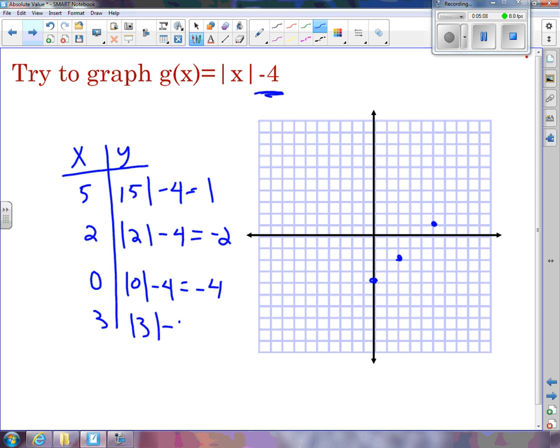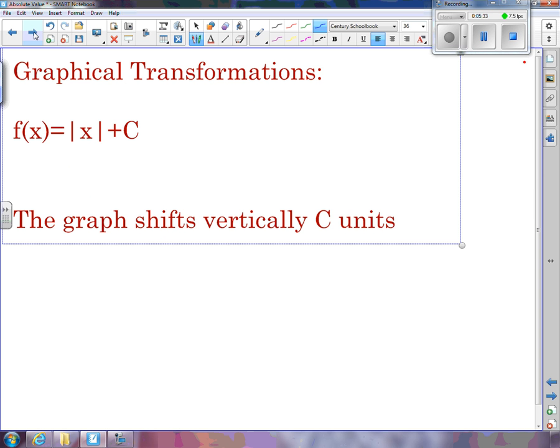The absolute value of 3 minus 4 is going to be negative 1. Regardless of whether you plug in 3 or negative 3, you still get the same y value. You're going to have negative 1. So the point 3, negative 1. So you should see here that it's just a V whose vertex has moved. The vertex moved down 4 because of that minus 4. So this is the easiest of the transformations to see.